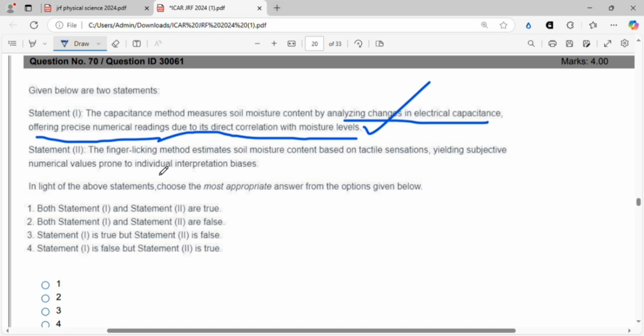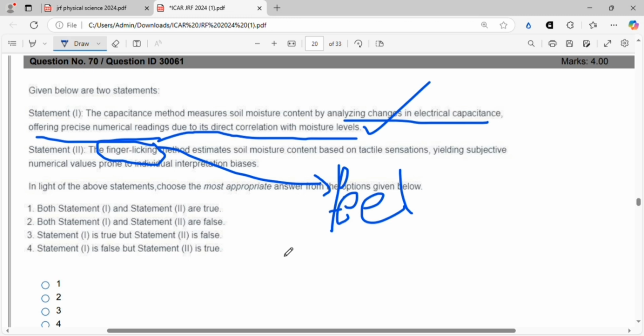The finger licking method estimates soil moisture content based on tactile sensations, yielding subjective numerical values prone to individual interpretation bias. There is nothing like the finger licking method. You cannot just simply lick your finger after touching the soil, just to measure the soil moisture. If it was the touch and feel method, just by touching only you will get to know how much moisture is there, it would have been correct, because the touch and feel method estimates soil moisture content based on tactile sensations. This is true, yielding subjective numerical values prone to individual interpretation bias.